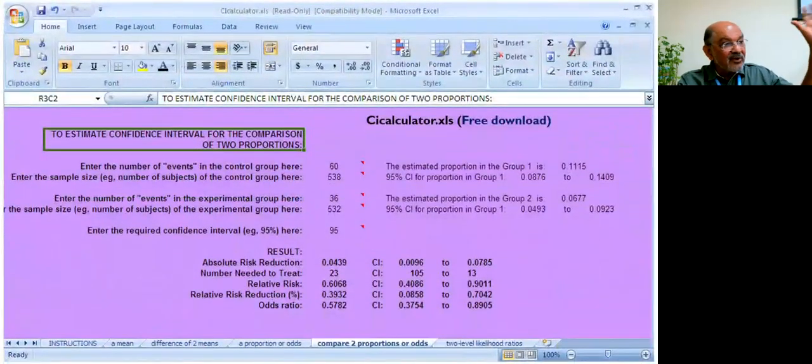This one is a programmable Excel sheet called the CICalculator.xls. You can download it for free. It gives you instructions on one page. The other page says you can calculate the confidence interval for a single mean, or for a difference between two means. Or if you've done a prevalence estimate, it'll give you the confidence interval for the prevalence estimate. Here we are interested in comparing two proportions or odds.